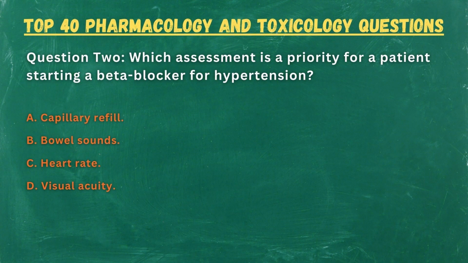Question 2. Which assessment is a priority for a patient starting a beta blocker for hypertension? A. Capillary refill. B. Bowel sounds. C. Heart rate. D. Visual acuity. Answer: C. Heart rate.